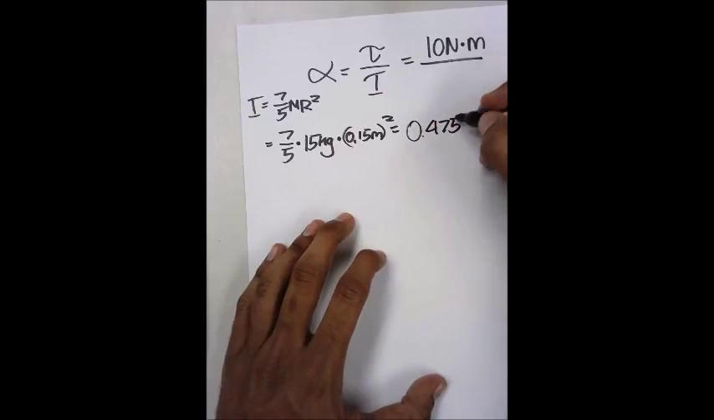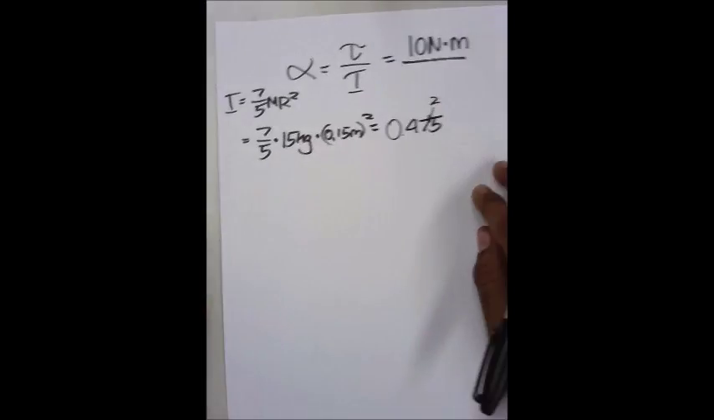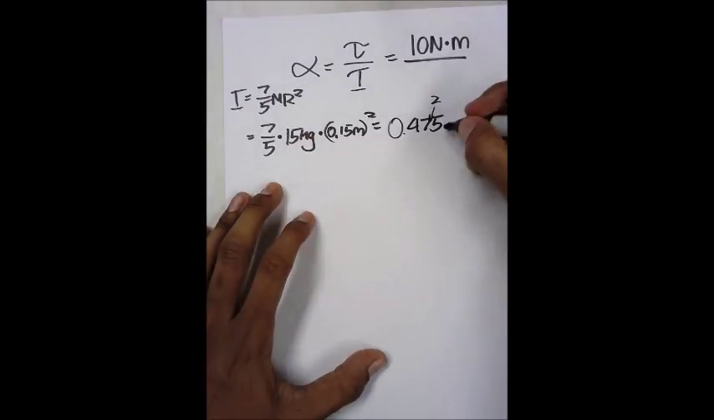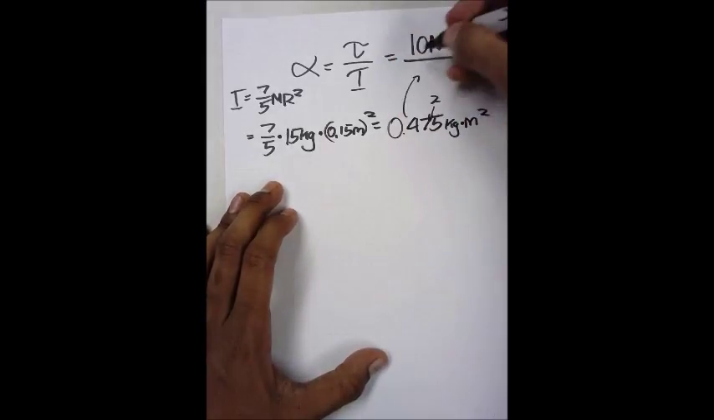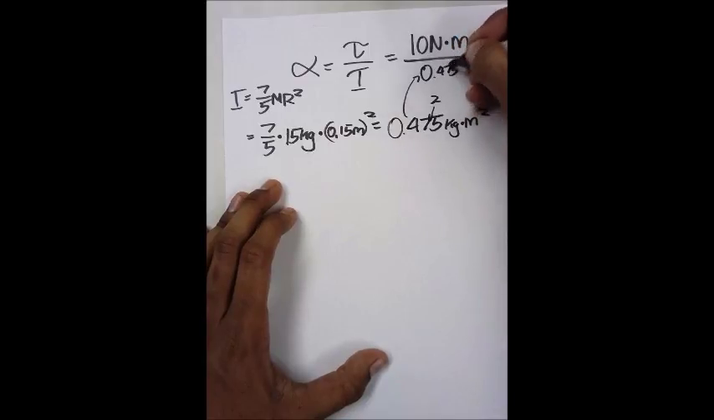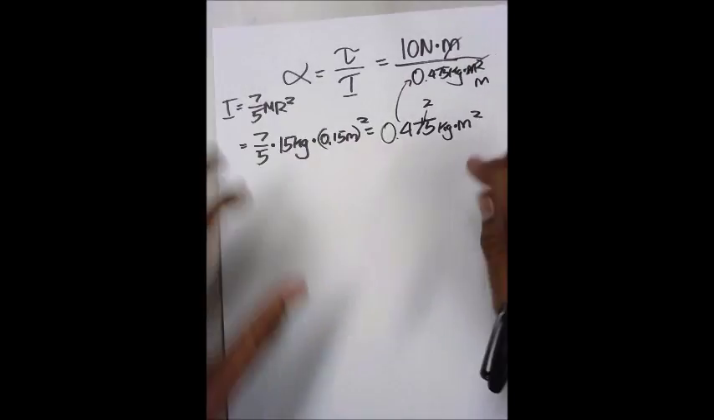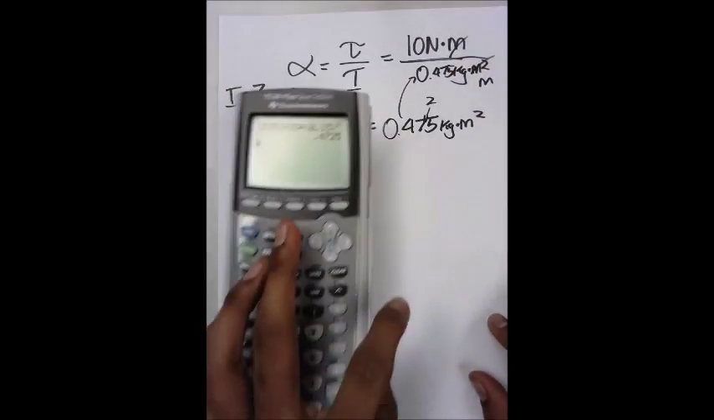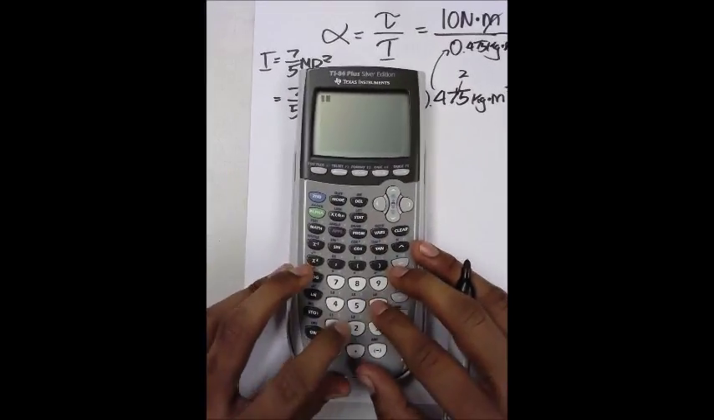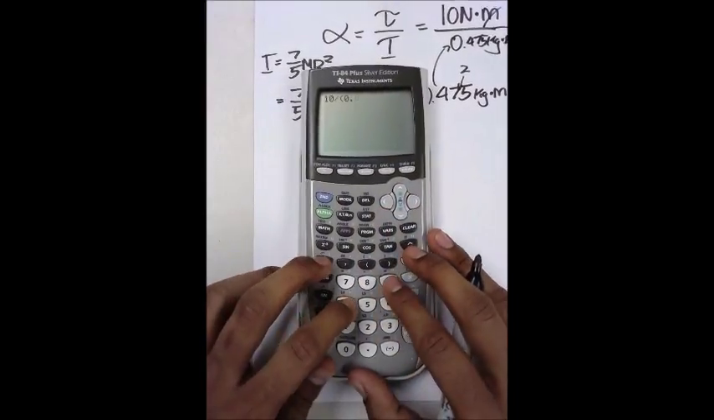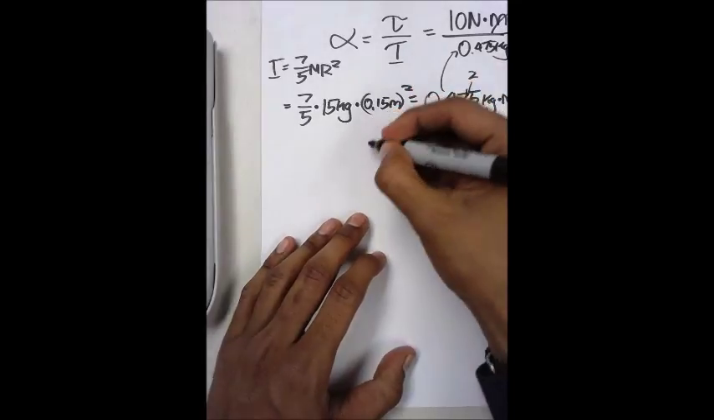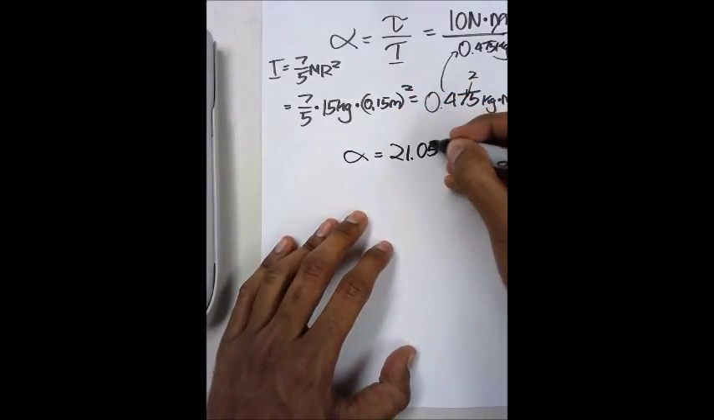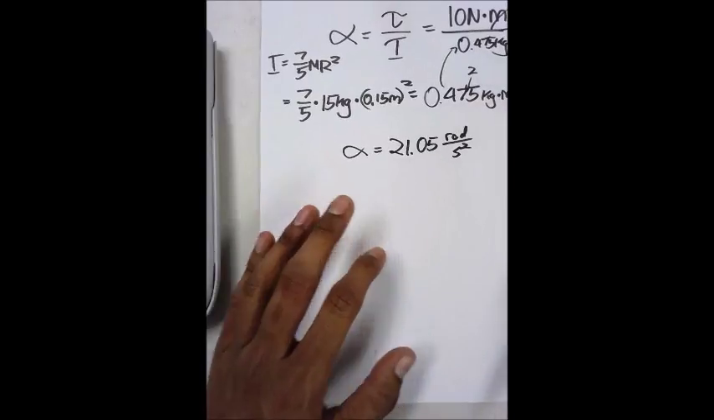0.4725, and then the units are kilogram meter squared. Okay, so we have to plug this in right over here for I, 0.475 kilogram meters squared. Now, we see the meters cancel out here, so we get Newton kilogram meters. Interesting, what an interesting set of units. 10 divided by 0.475, we end up with 21.05 radians per second squared.